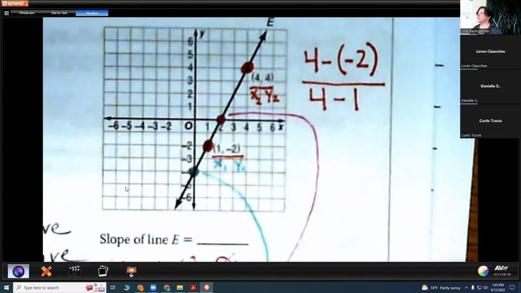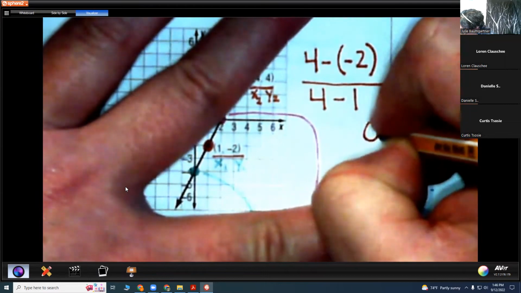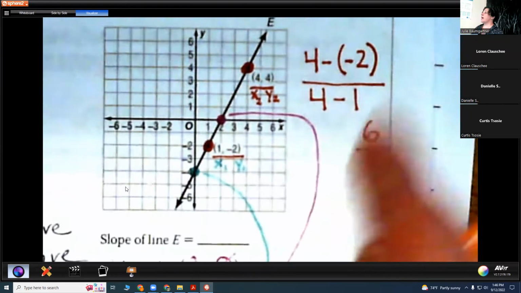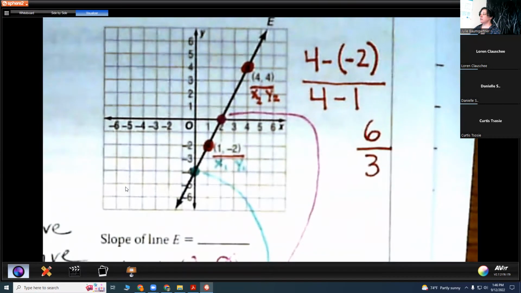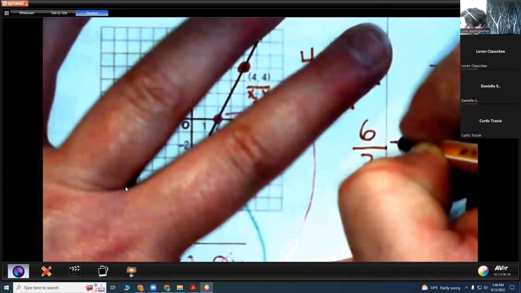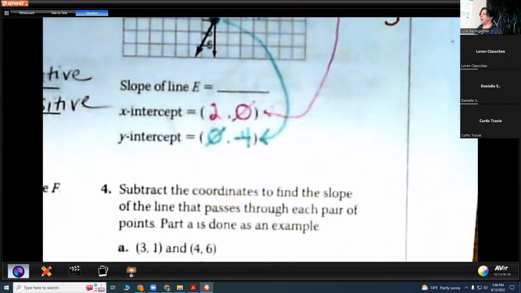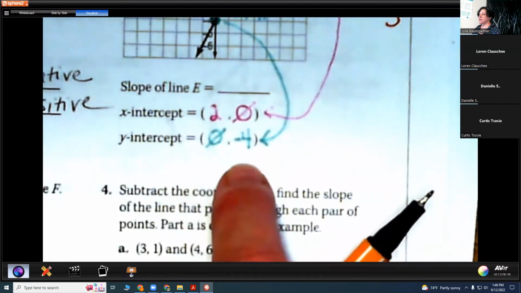What's 4 minus -2? Very nice. Guys, do you feel like you need practice knowing that? Let me know. And then 4 minus 1 is 3. What's 6 divided by 3? So the slope is 2. And we could check that by using our y and x intercepts here.